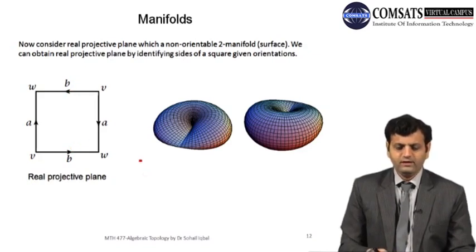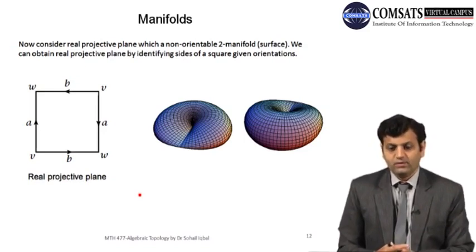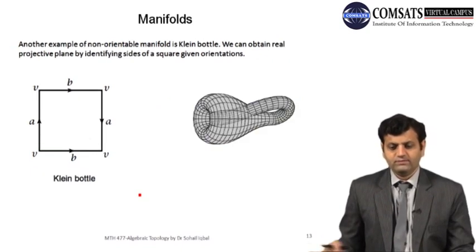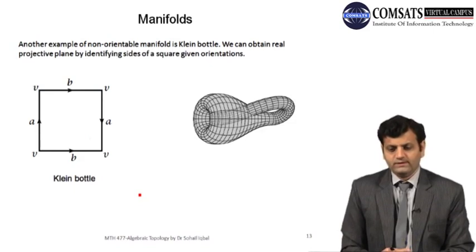Now of course we want to see, in the case of non-orientable manifolds, can we obtain any non-orientable manifold by identifying the sides of a polygon? So let's go on and continue with the examples. We have another example of a non-orientable manifold, which is the Klein bottle. A Klein bottle can be obtained by identifying the sides of this square, and notice that the orientations of the sides are different than the orientations of the sides for the torus case and the real projective plane case.